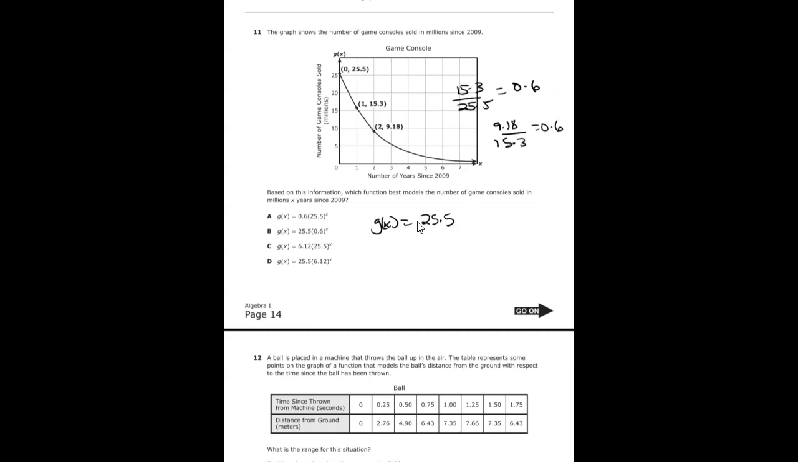So you can see here that this is a question on growth and decay. So we have here a decay, and the rate is going to be 0.6, and then this is to the power of x. So we start off with 25.5, and we expect the change to be 0.6, and x is going to represent the number of years since 2009. So let's see, 25.5 times 0.6 to the power of x right there.